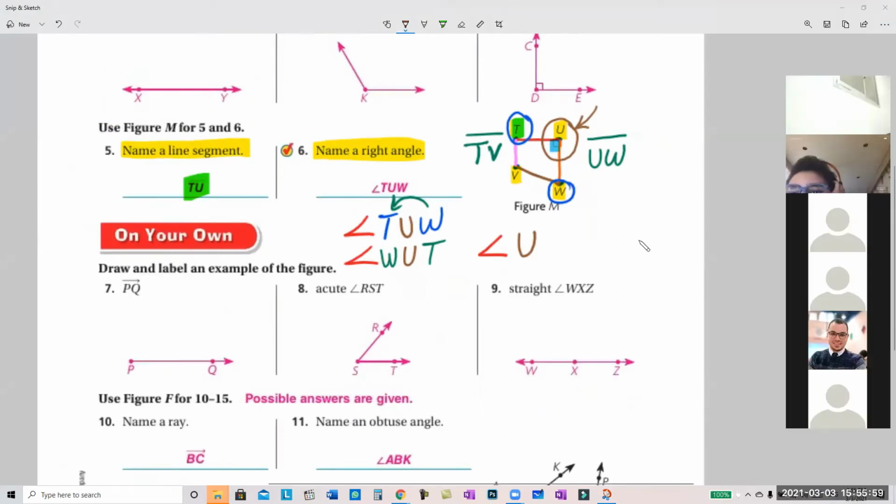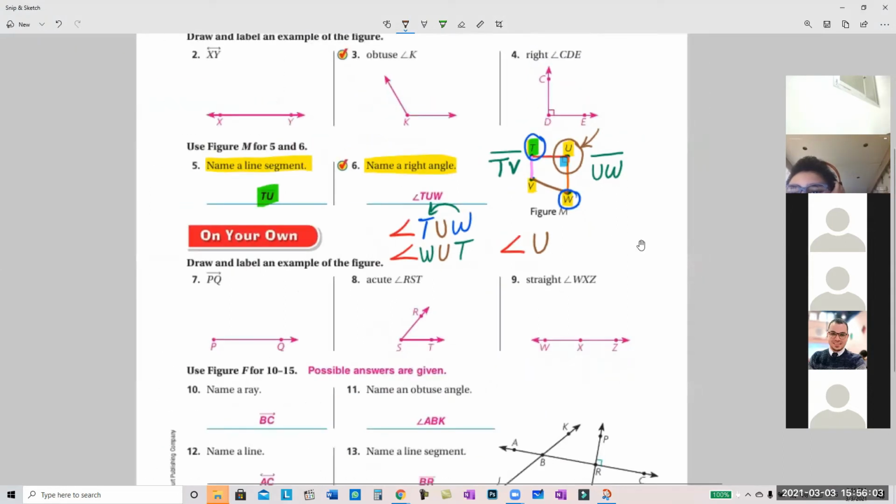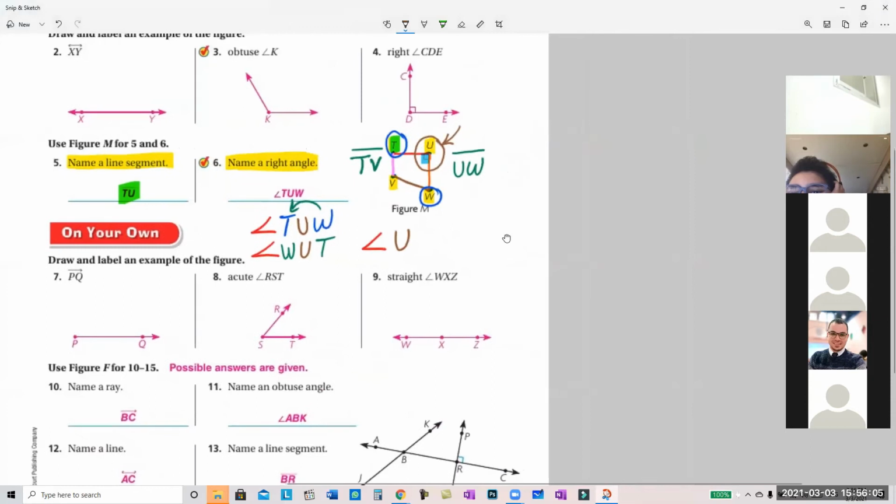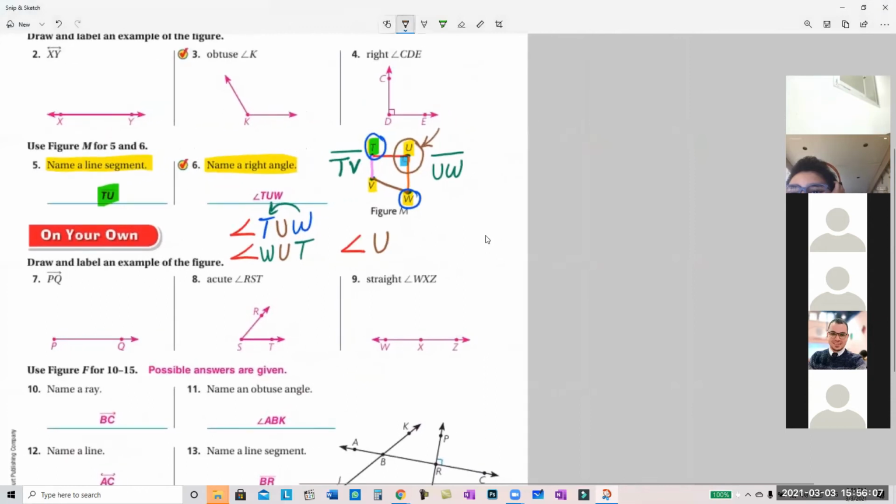If you're still confused about the types of line, I will give you this example. Let's say we have here A and B. We have 2 points, A and B. And we have the same points, A and B. And we have A and B again.